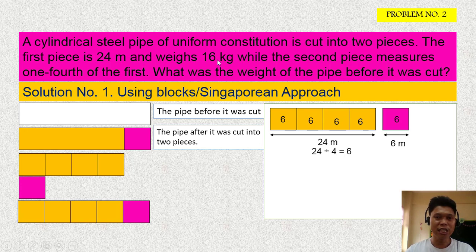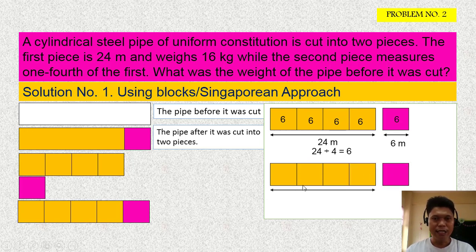So, nakasulat dito, 16 kilograms daw ang longer cut. So, 16, yan, sulat pa rin natin. So, this is 16 kilograms. So, 16 divided by 4 na naman. 1, 2, 3, 4. So, this is 4. 16 divided by 4 is 4. So, 4 kilograms, 4 kilograms. And syempre, 4 kilograms rin yan kasi uniform constitution nga. So, ibig sabihin, kung 16 kilograms yan, ito naman ay 4 kilograms.